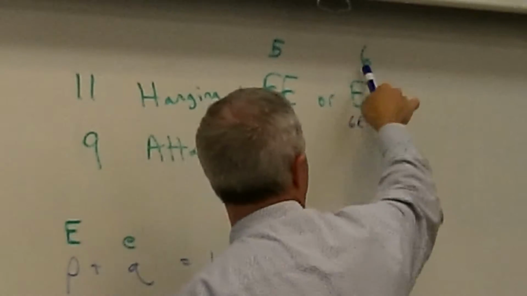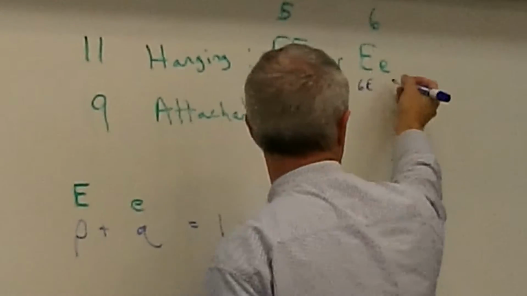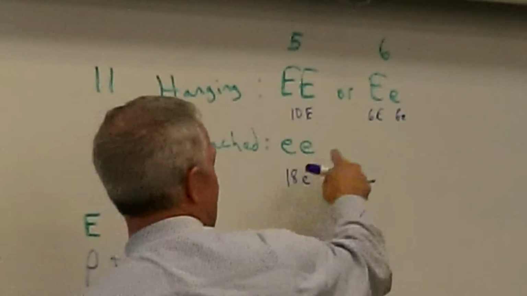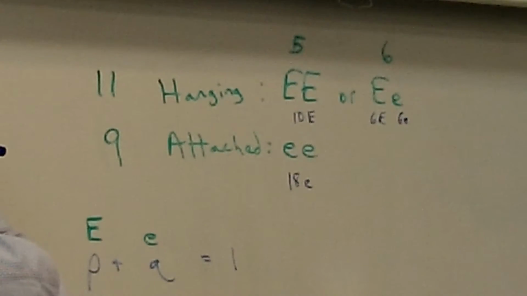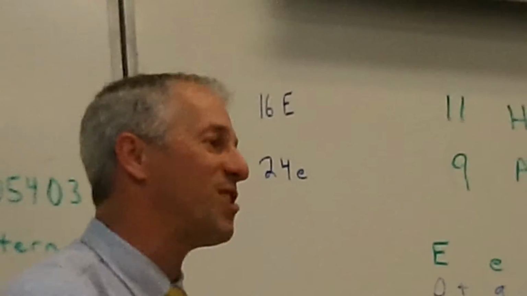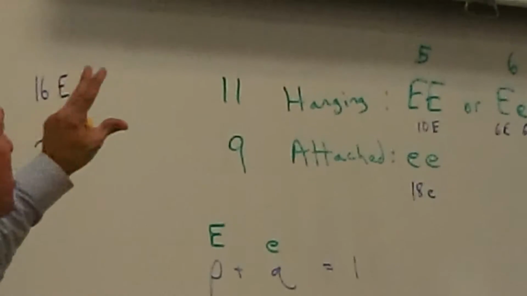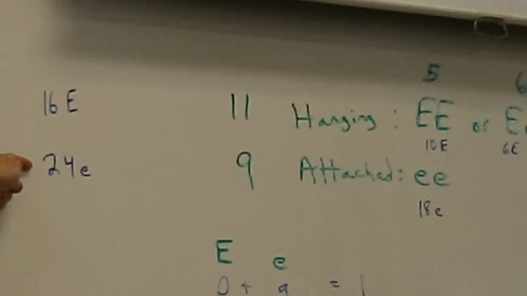And how about these 6 people? Do they have any little e alleles? They have 6. 6 little e alleles. So what's 18 plus 6? 24. There are 24 little e alleles in our population. Our population total has 16 big E alleles and 24 little e alleles.